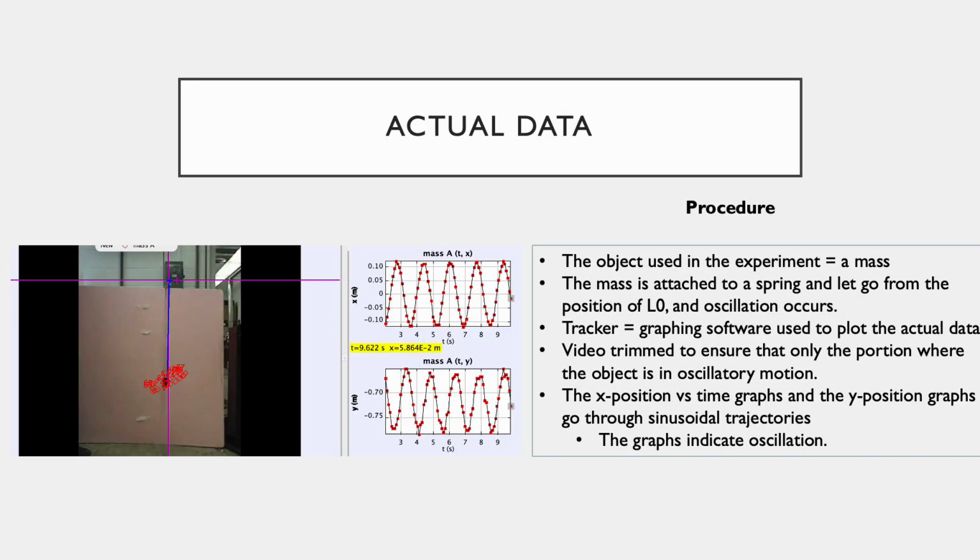In the actual experiment, Tracker was the graphing software used to plot the actual data. A video was taken of a mass being set into oscillation. We uploaded the video into Tracker and trimmed it so the video only included the part where the object was in oscillatory motion. We set the position axes with the origin being at the center of the mass at its initial position. Tracker was able to create a sinusoidal graph for the X position versus time graph and the Y position versus time graph, indicating that the mass went through oscillatory motion.